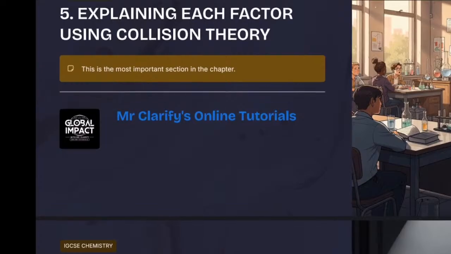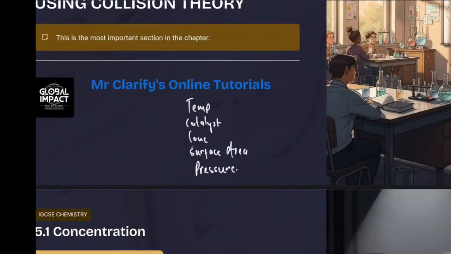Now, here, we are looking at the 5 factors that we talked about. The 5 factors that affect your rate of reaction: temperature, catalyst, concentration, surface area, pressure. Explaining each factor using the collision theory. How does concentration affect the rate?